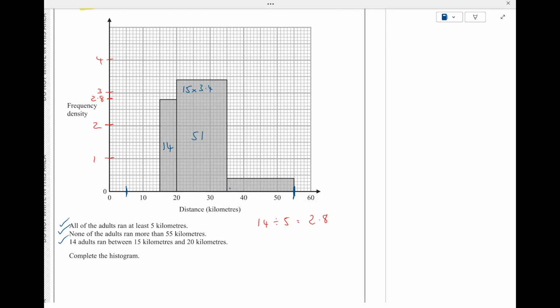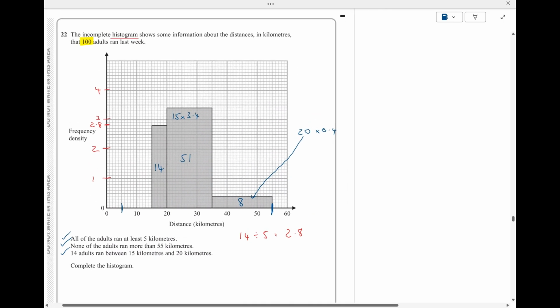Now let's do the same in this bar here. So this bar is 5, 10, 20 wide. So 20 times 0.4, is that? Yes, it is. 20 times 0.4. There are 8 adults there.